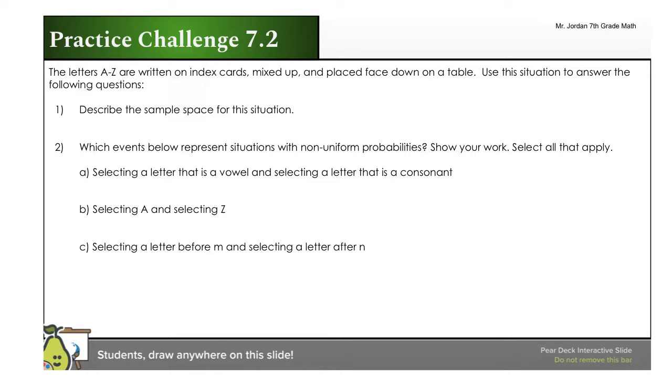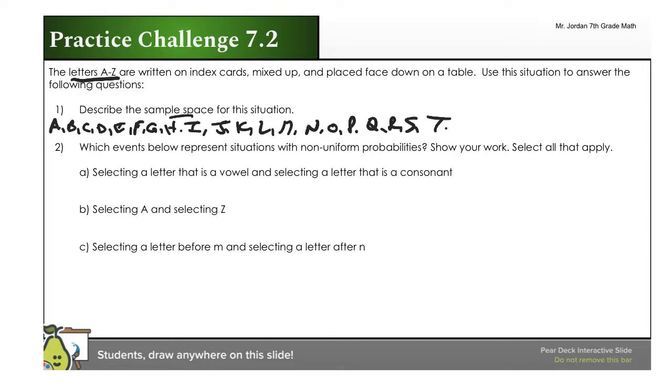Lesson 7.2 Practice Challenge. It's similar, except we have letters A to Z written on index cards, mixed up and put face down. So describe the sample space. Well, it's going to be the whole alphabet. So A, B, C, D, E, F, G, H, I, J, K, L, M, N, O, P, Q, R, S, T, U, V, W, X, Y, Z.